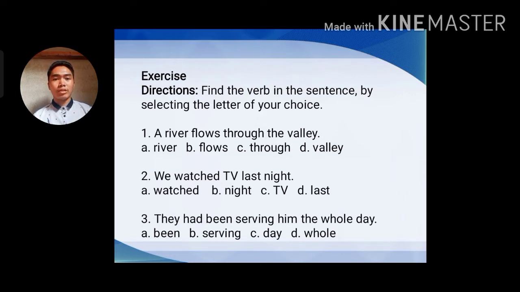Okay, very good. Your answer is correct. Letter B. Let's proceed to number 2. Yes, Mr. Tanaman. Okay, letter A, that's correct. Let's proceed to number 3. Yes, Mr. Montes. Okay, letter B, serving, that's correct.